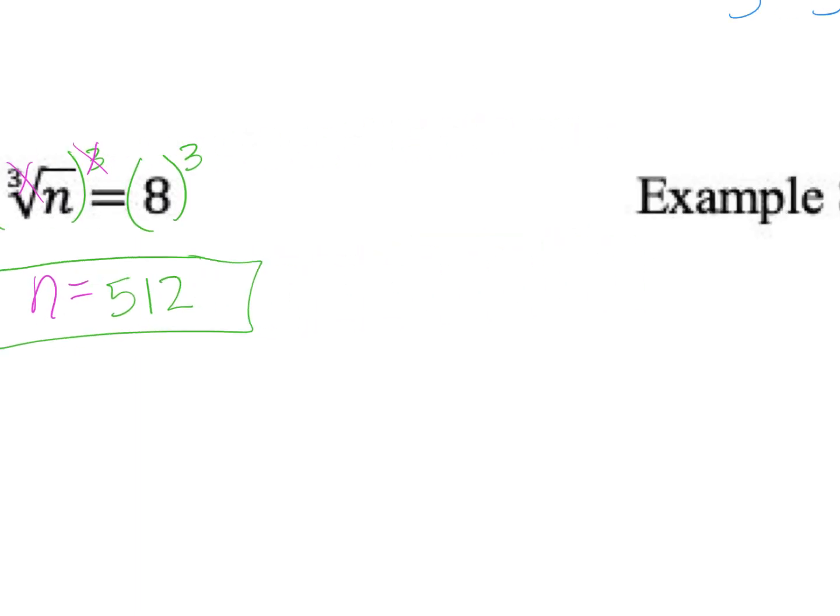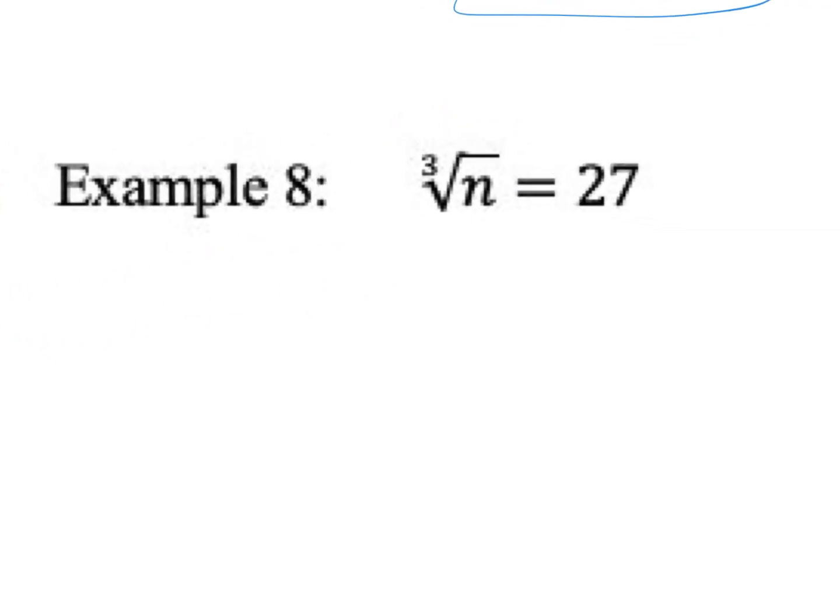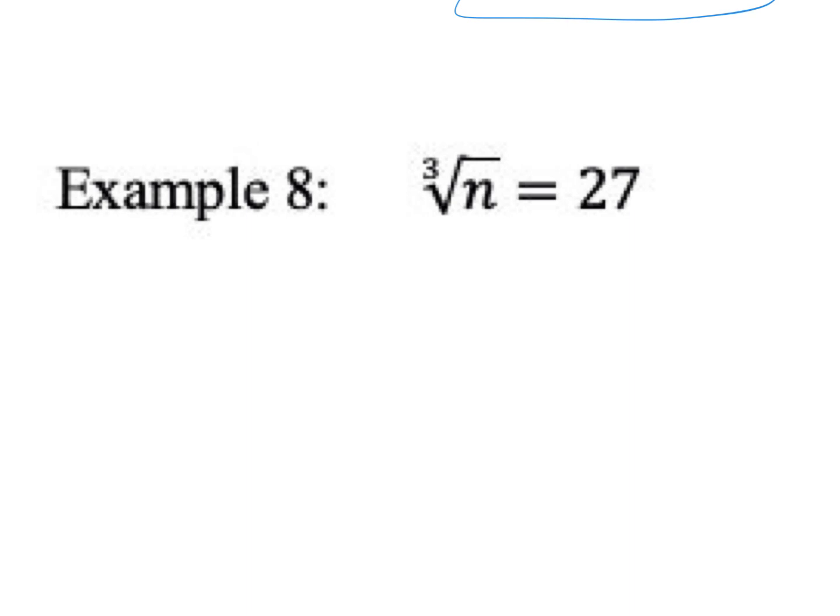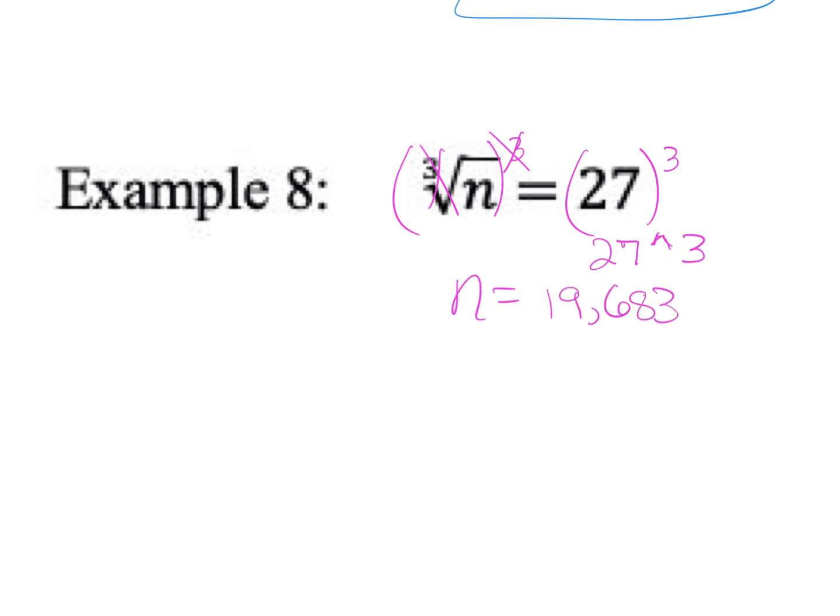All right, so once you try it yourself, here's example number 8. Go ahead and try it yourself. All right, so I see a cubed root. Opposite of cubed root is cubing. Cubed roots and cubes cancel each other out. We're going to have n. So remember, it's going to be 27 to the third power. That's a big number, so it's going to be 19,683.